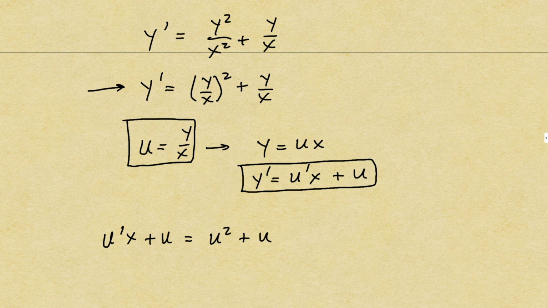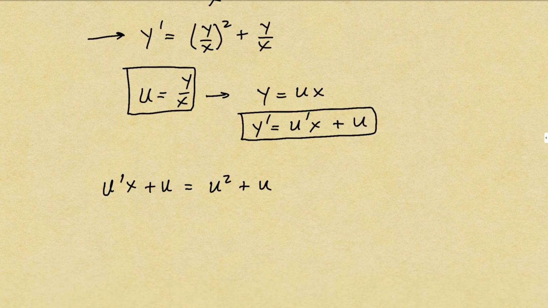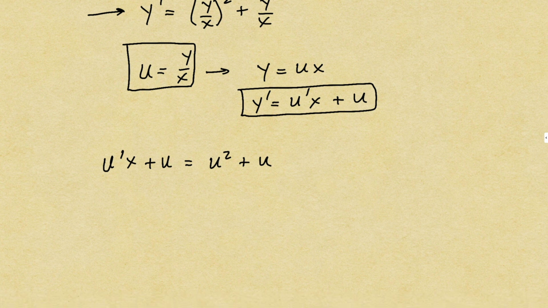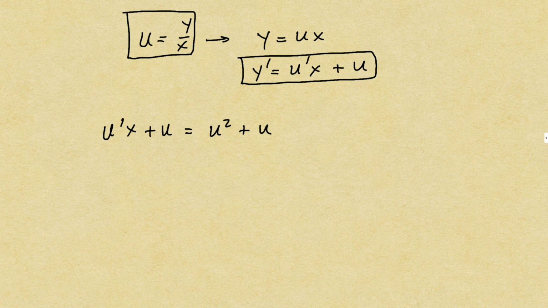So now all of the y's are gone, and we have a new differential equation, which just has u's and x's. So in a way, we have to start over and think, how do we classify this? In another way, we don't, because anytime we do this with homogeneous equations, it always gives us something separable. So first, we can simplify this a little bit, right? Because we have a plus u on both sides. So subtracting u from both sides, we just get u prime x equals u squared.